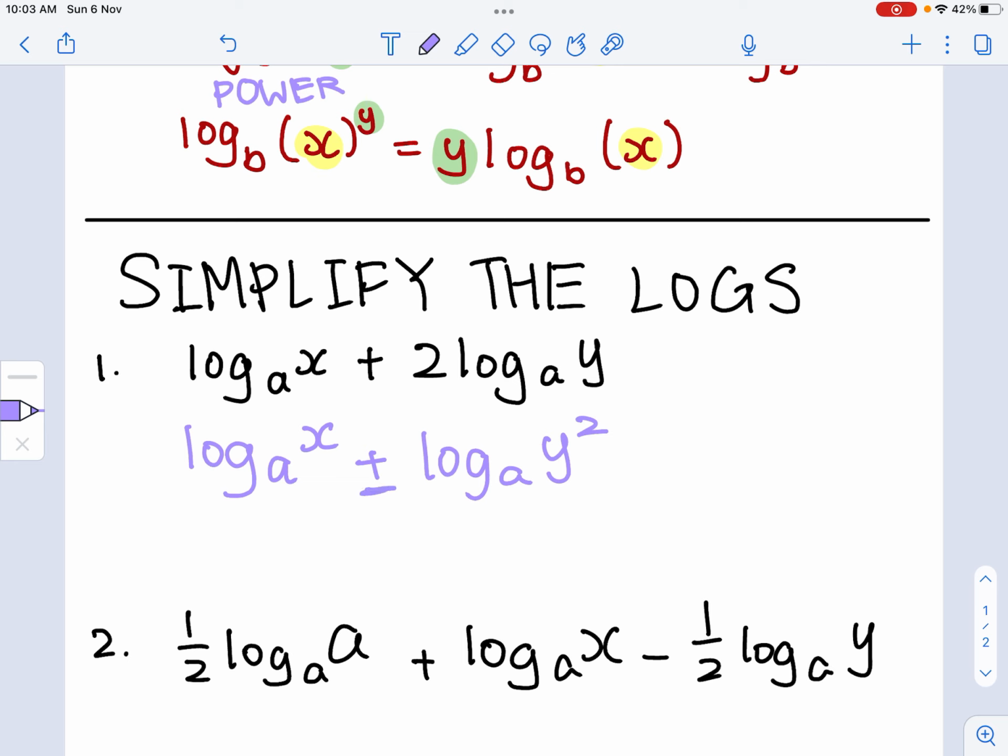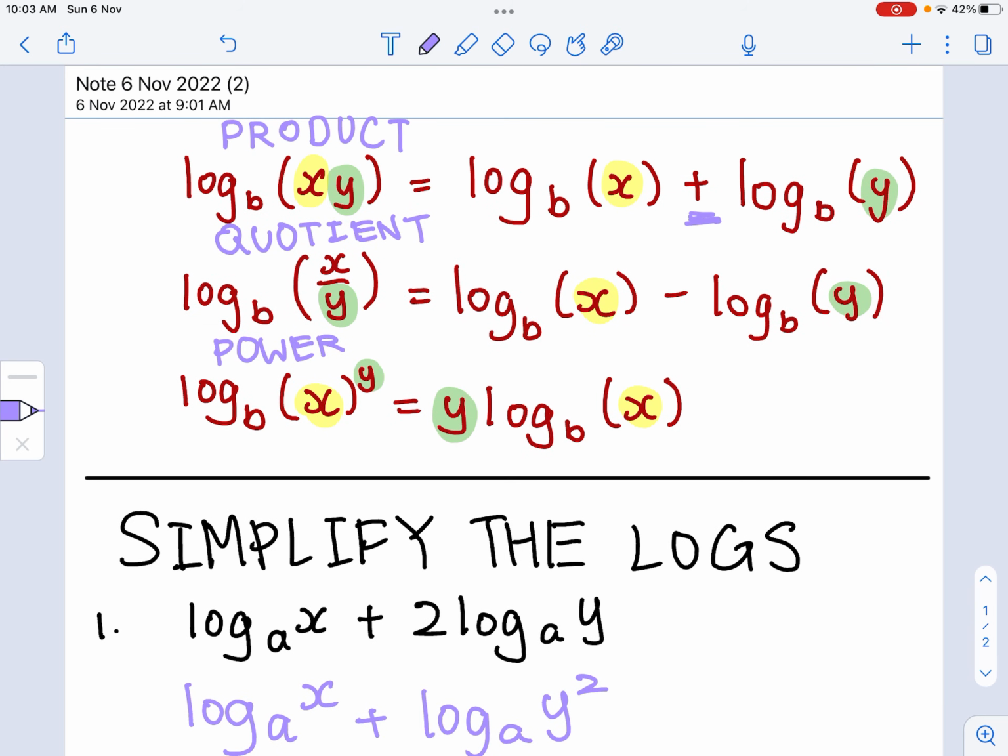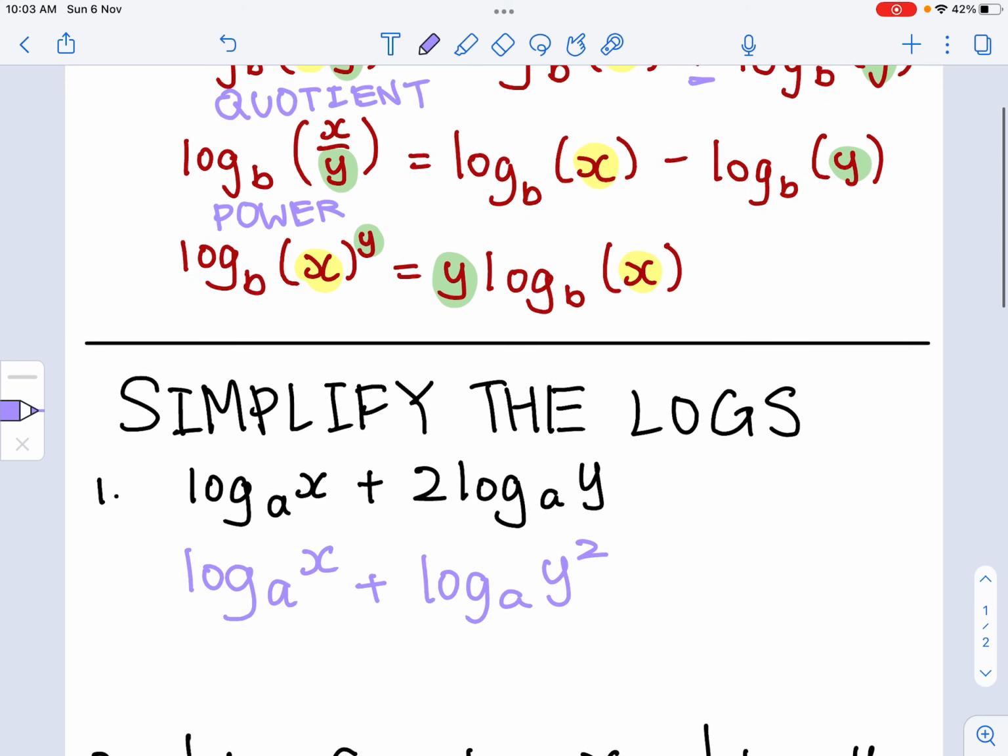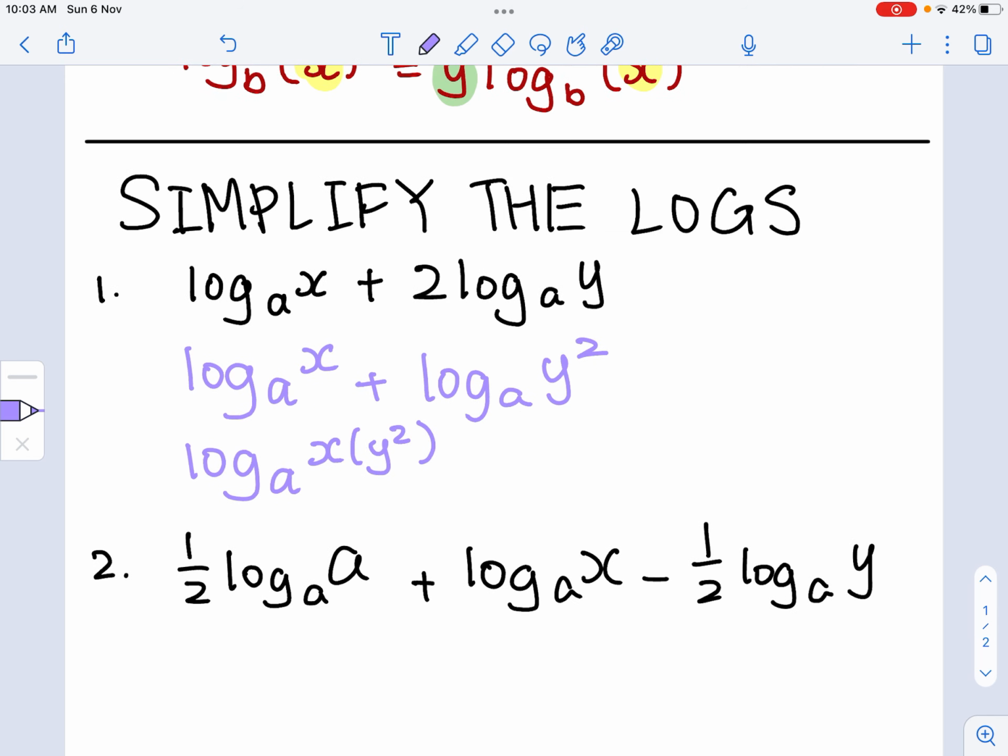So here we can see a plus sign. And remember, when we see a plus sign, that means it is the product property. So we have log a of x times y squared. And now that is the simplest form.